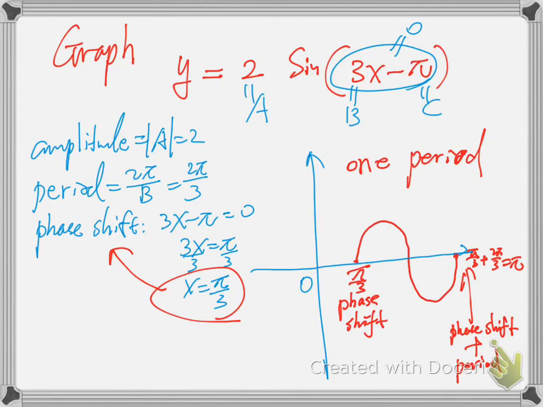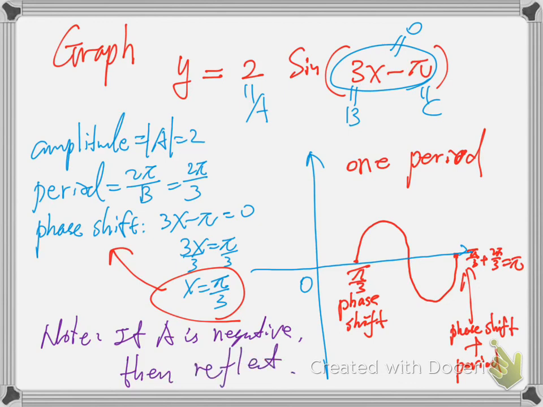Here's a remark: if A is negative, you have a reflection. Note, if A is negative, then reflect. Okay, that's the end of my questions in the review list for quiz 4. Quiz 4 is very similar to these questions.